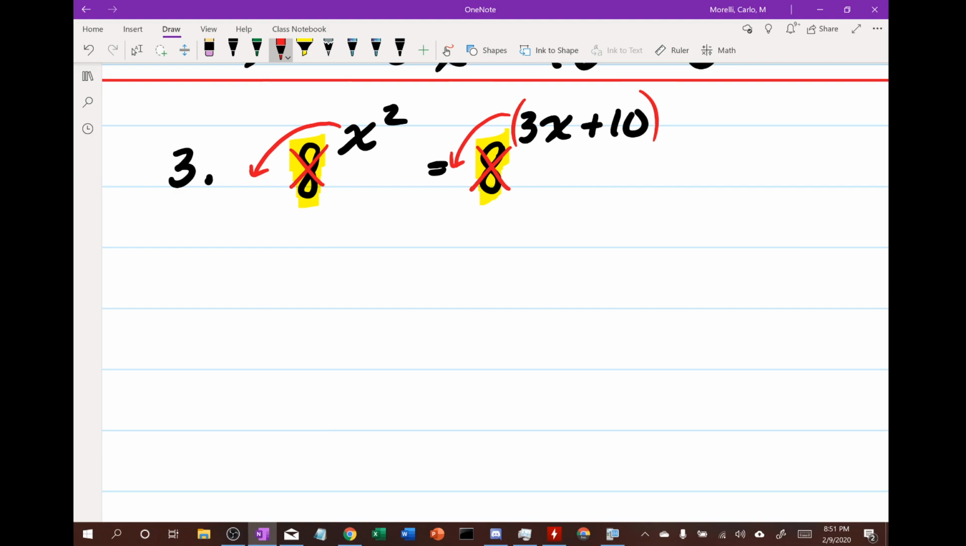So now I'm going to rewrite just the exponents because the 8s are gone. I'm going to write x squared equals 3x plus 10.